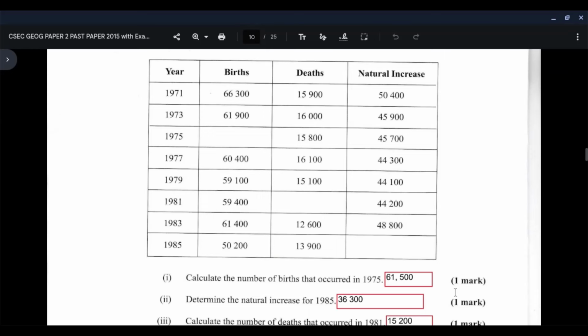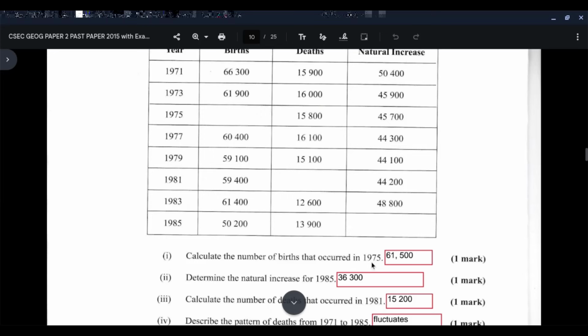Part 2 asks that we determine the natural increase for 1985. So 1985, it is blank. And remember that in order to ascertain the natural increase, we have to subtract the death rate from the birth rate. So it's 50,200 minus 13,900, and we are left with 36,300. That's 1 mark.